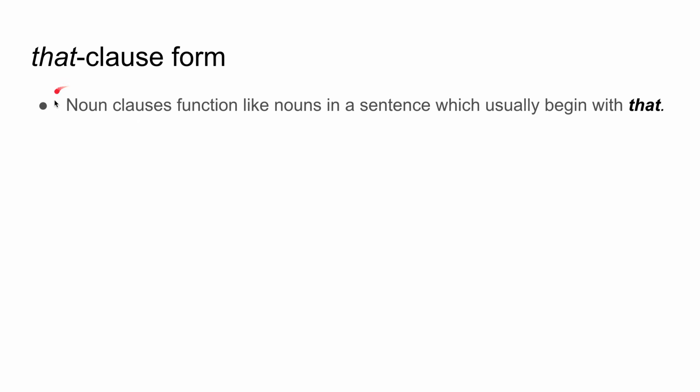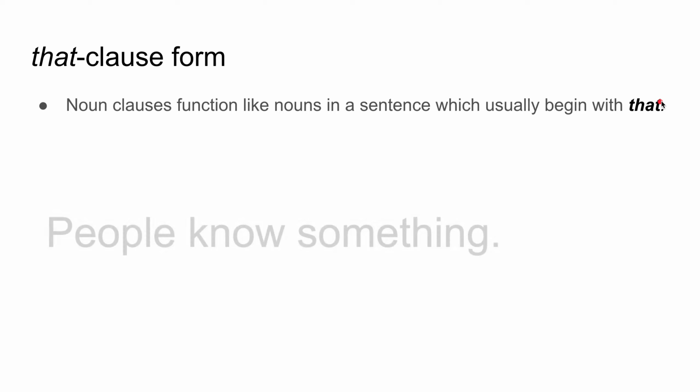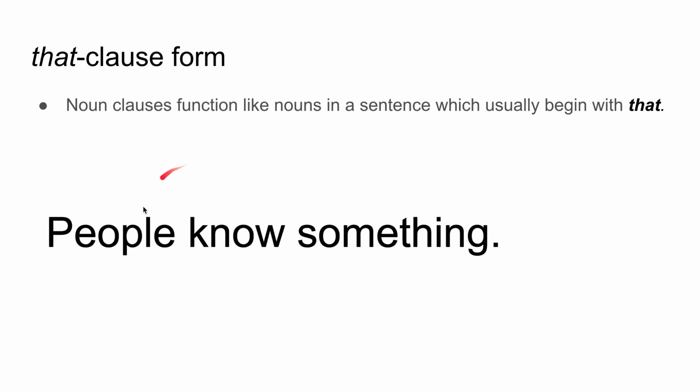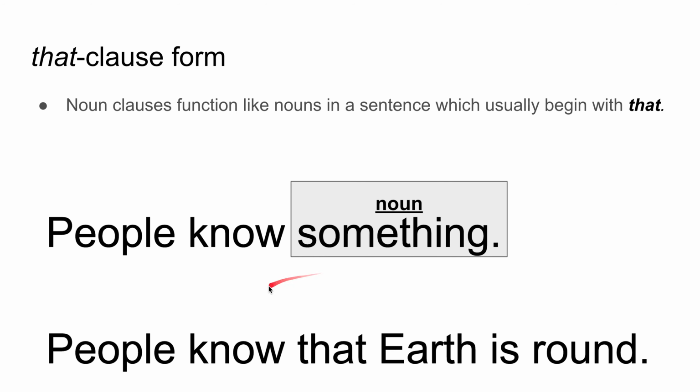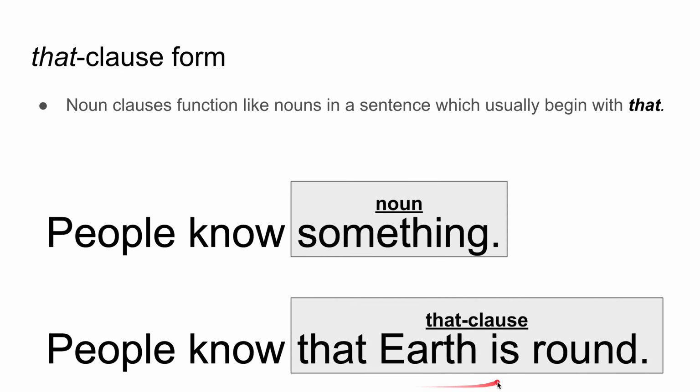Another name for that clause, as I mentioned already, is a noun clause, and noun clauses function like nouns in a sentence. They usually begin with the word that. So let's take this sentence right here. People know something. This sentence has two nouns, people and something. I can change this something, which is a noun, for something else. Instead of saying people know something, I can say people know that Earth is round.